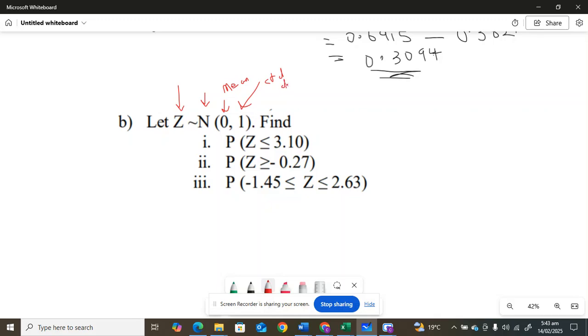So, colleagues, in this question, everything has been standardized for you. That's the good thing. So it's just a matter of reading the values from the tables. We start with our first one here: the probability that Z is less than or equal to 3.10. How do we read this from the table?